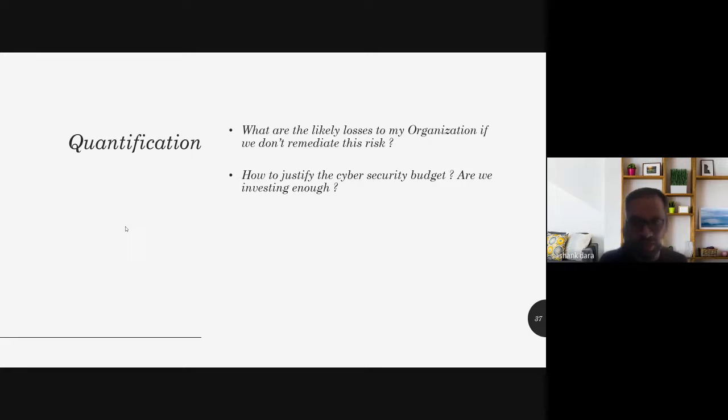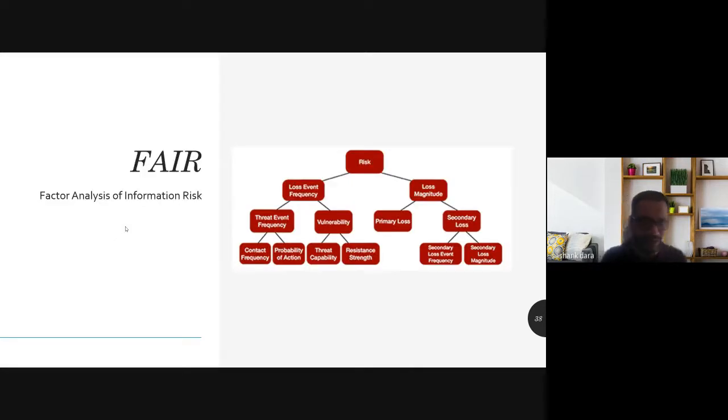A lot of principles from economics, a lot of research needs to be done and things like that. So what we have right now, the most popular one, is called the FAIR model, Factor Analysis of Information Risk, which again, I don't want to go deeper into, how they calculate these estimations and things like that. But it's a very important and interesting model to understand.